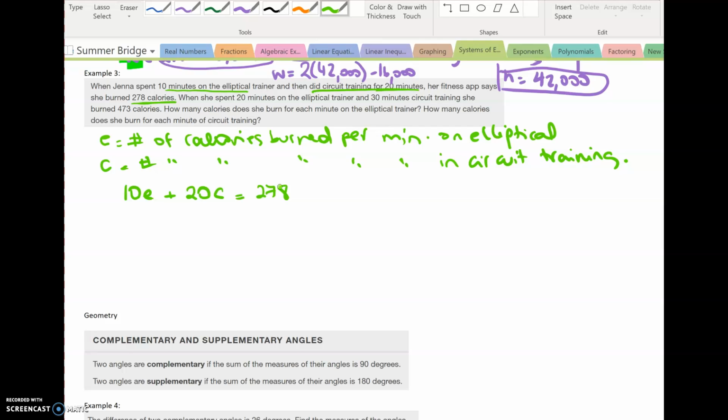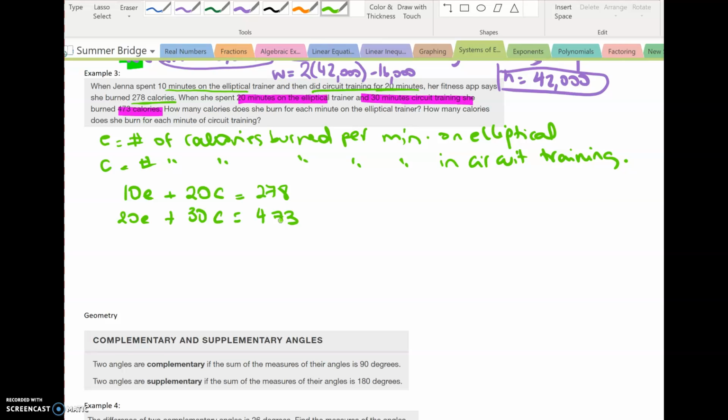Now, the second instance says that she spent 20 minutes on the elliptical and then 30 minutes on the circuit training, and she burned 473 calories. So for the second time she worked out, she did 20 minutes on the elliptical plus 30 minutes on the circuit training, and she burned 473 calories.